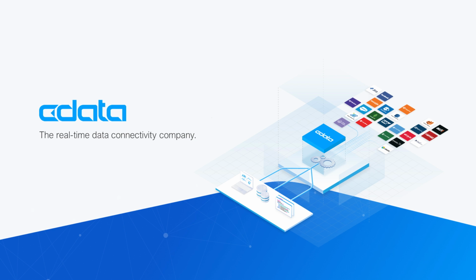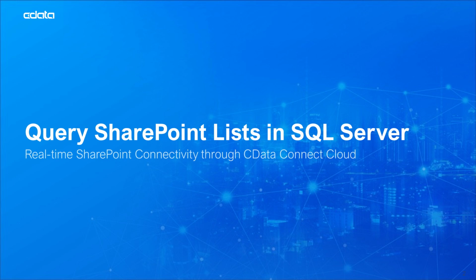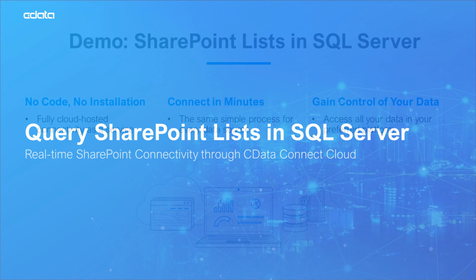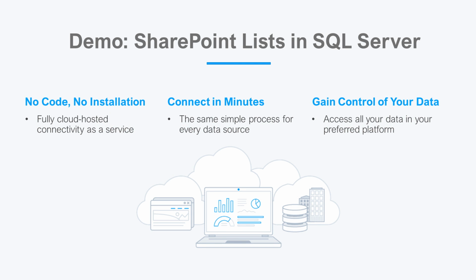CData Connect Cloud provides access to your SharePoint lists and SQL Server linked servers. With Connect Cloud's data connectivity as a service, you can easily work with your cloud data in your preferred cloud tools and applications. Let's say I want to work with data in a SQL Server database, but my relevant data is in SharePoint. There isn't any native support between linked servers and SharePoint, and that's where CData Connect Cloud steps in.